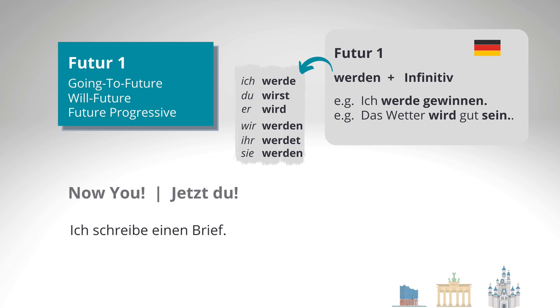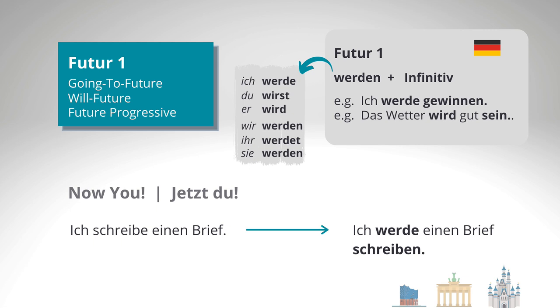Our example sentence is "ich schreibe einen Brief". I write a letter, or I am writing a letter. Please convert this sentence into the Futur 1. The right answer would be ich werde einen Brief schreiben. I will write a letter.